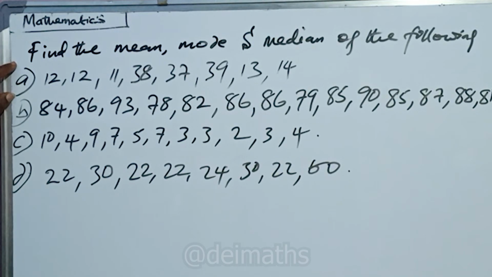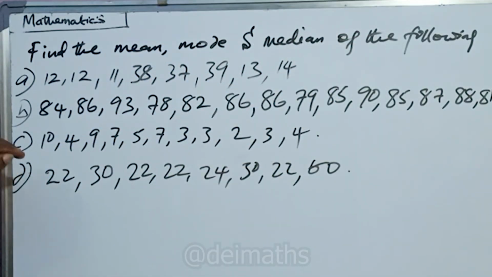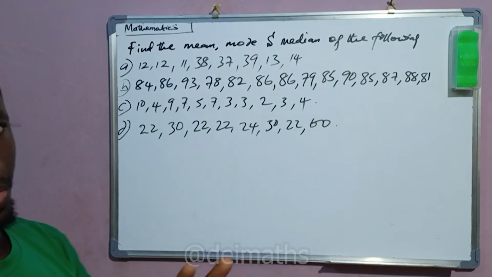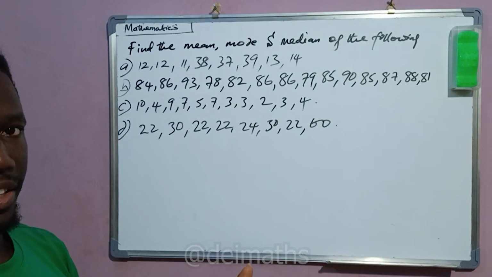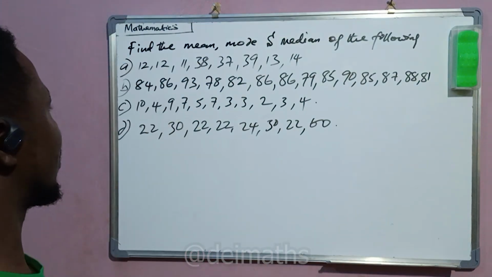For each one, you find the mean. It says find the mean, mode, and median of the following. We have A, B, C, and D. So for each one you find the mode, the mean, and the median. So we'll be starting from the A.